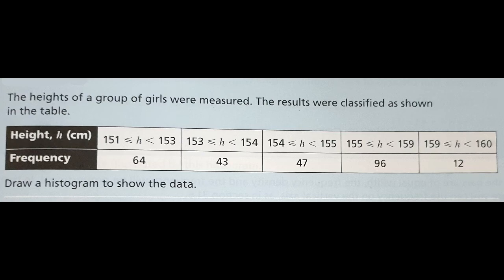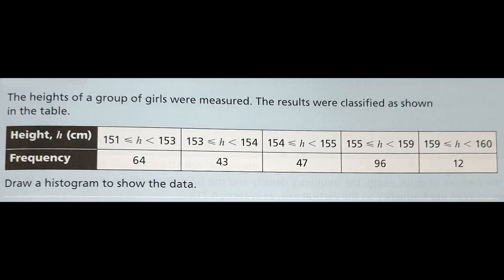Here if you take 154 minus 153, the width is 1. Here it is again 1. Here it will be 159 minus 155, that will be 4. Then 160 minus 159 is 1. So the first interval has a width of 2, the second, third and fifth have a width of 1, and the fourth interval has a width of 4. So there are varied widths here.